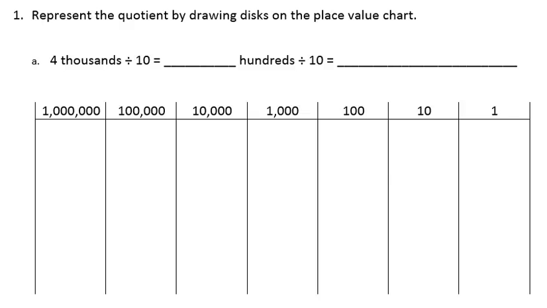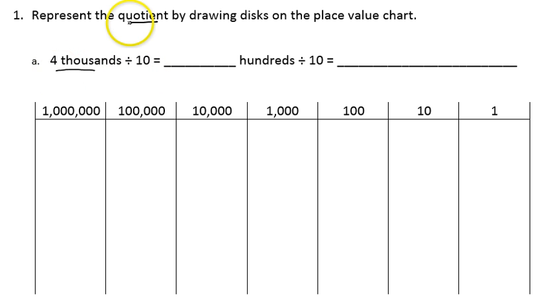This tutorial is for 4th grade, Module 1, Lesson 2b. In this lesson, we're going to look at what happens to numbers when we divide them by 10. The directions say to represent the quotient, or the answer to the division problem, by drawing discs on the place value chart. The first problem says 4 thousands divided by 10.